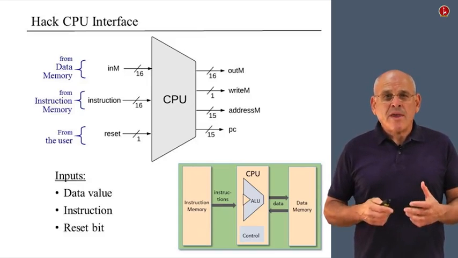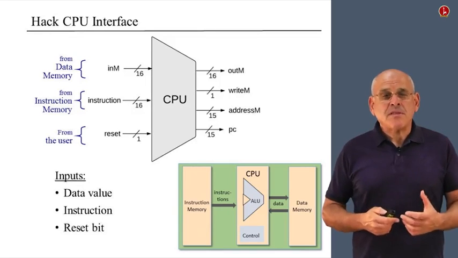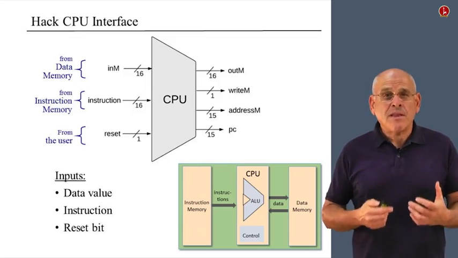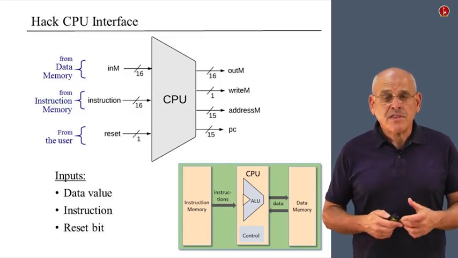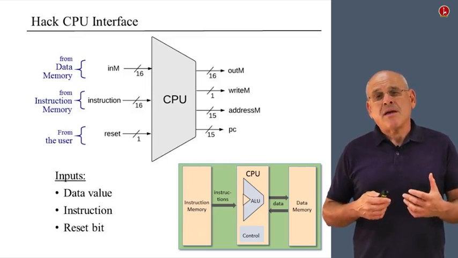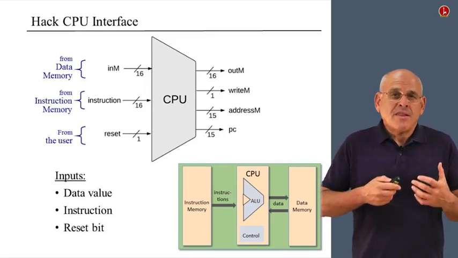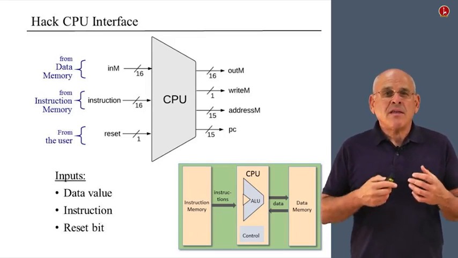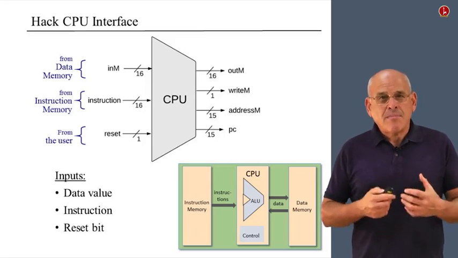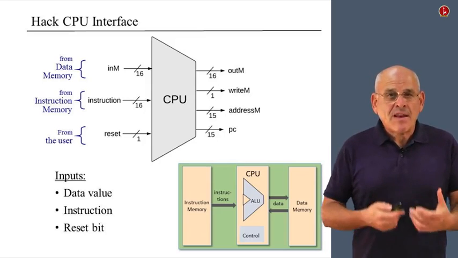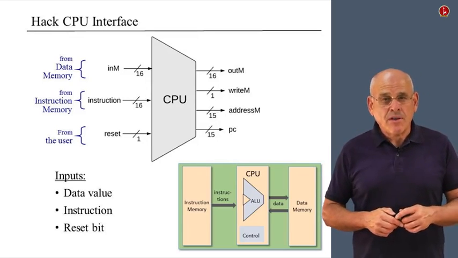So first of all, we have 3 inputs coming from 3 completely different sources. First of all, there is the 16-bit data value, which is the value of the currently selected data memory register. This is the value that the CPU is going to operate on.